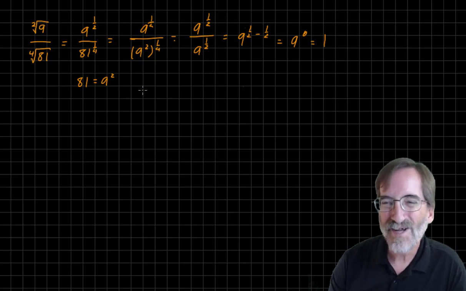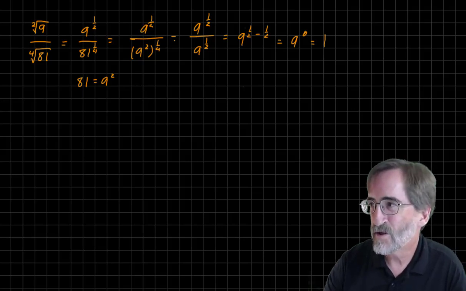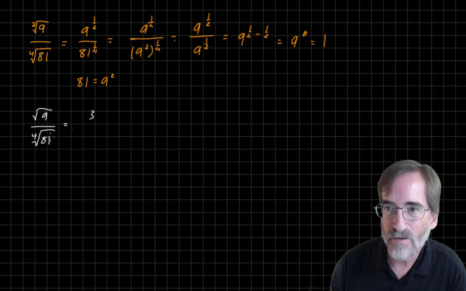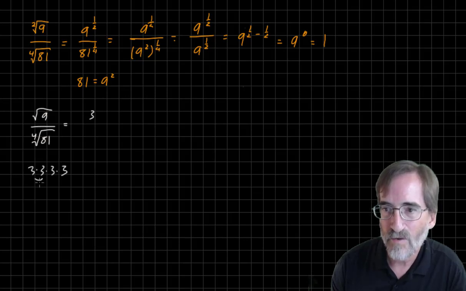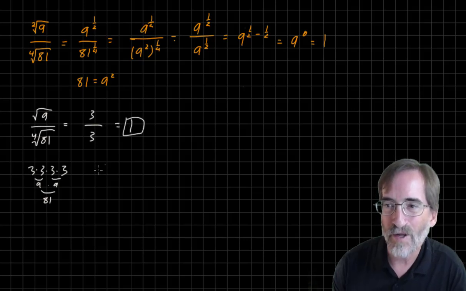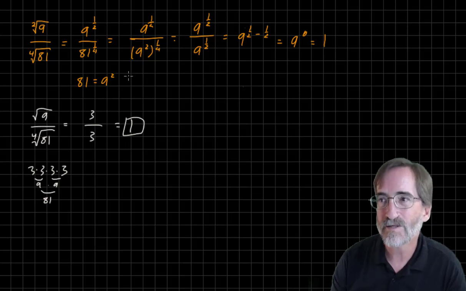Okay? That's not the way I would choose necessarily to simplify this if I were given this problem just on sight. I would say the square root of 9 is 3, right? And the 4th root of 81 is 3 times 3 times 3 times 3. 3 times 3 is 9. 3 times 3 is 9. 9 times 9 is 81. So the 4th root of 81 is 3. And 3 divided by 3 is 1. That's actually the way I would do it rather than going through all these gymnastics.